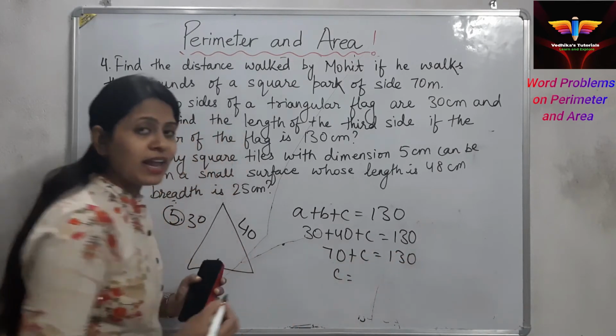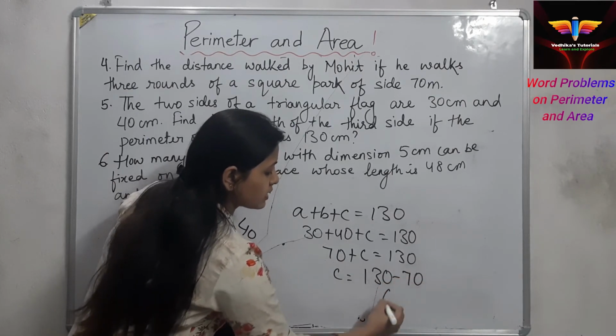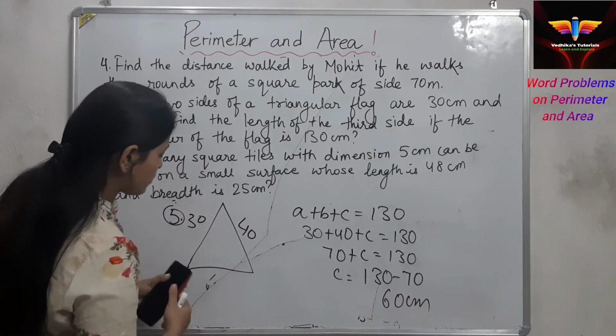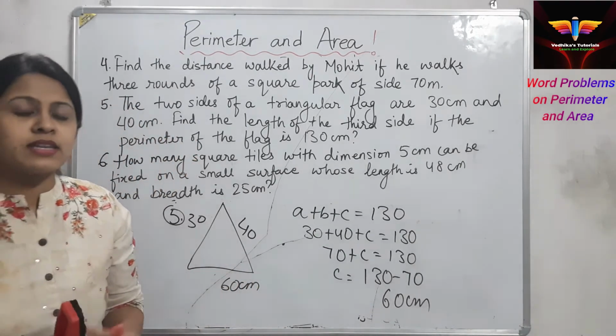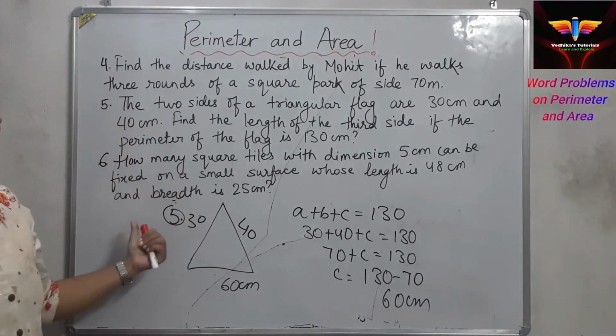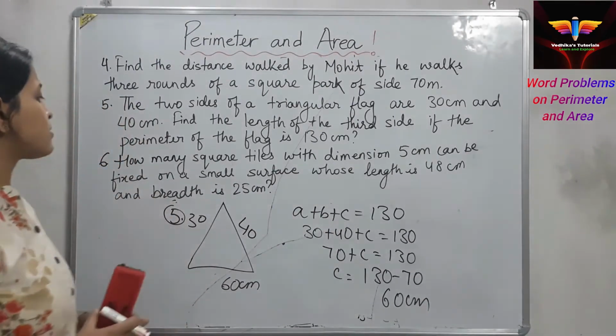So what will be the value of C? 130 minus 70, that is equal to 60 centimeter. So the length of the third side is 60 centimeter. Don't forget to write the full statement: the length of the third side of the triangular flag is 60 centimeter.